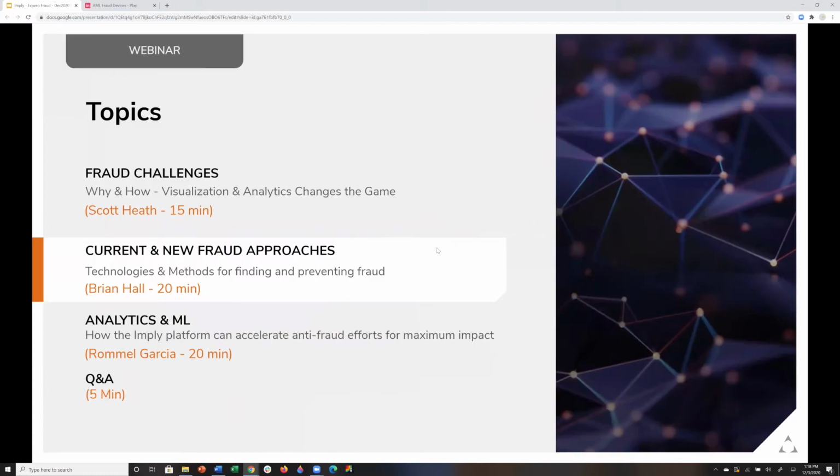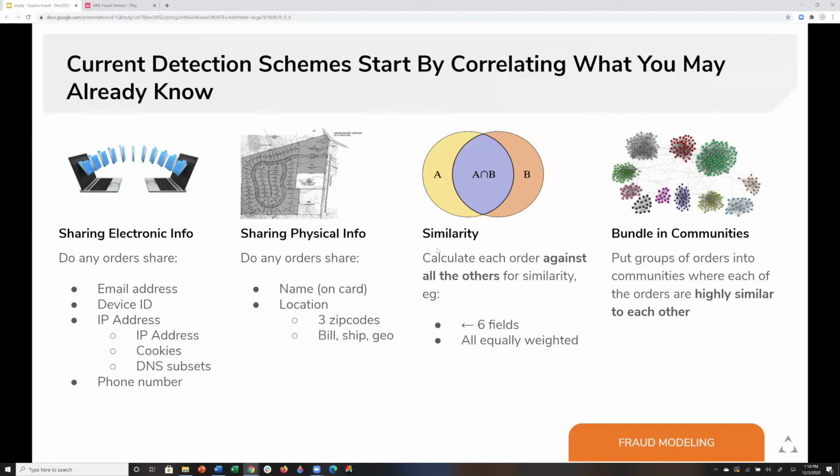So with that, I'll hand it off to my colleague, Brian Hall. Thanks, Scott. Let's dig a little deeper into how a lot of this stuff works under the covers.